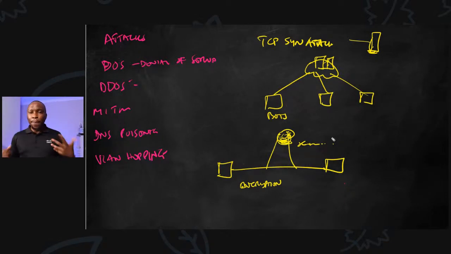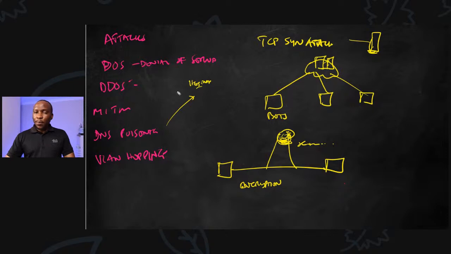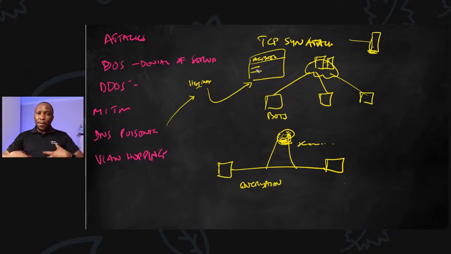DNS poisoning is another important one. With DNS poisoning, remember we said DNS resolves host names to IP addresses. And what DNS poisoning does is that it redirects people to lookalike websites that might not be Facebook. They look like Facebook, but they're not Facebook. And then from there, you're going to put in your username and password, and then they're going to harvest that information because they've redirected you to a fake website.